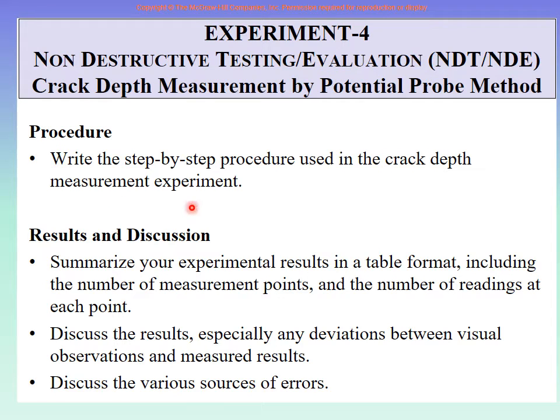And again, as we keep on saying, procedure means write the step-by-step procedure used in the crack depth measurement experiment. And in the results and discussion, summarize your experimental results in a table format, including the number of measurement points and the number of readings at each point. Discuss the results, especially any deviations between visual observations and measured results. You see, if we are seeing the part actually visually, and then there are some depth measurements from the machine, so are there any deviations, are there any variations between the observations? And then discuss the various sources of errors. So this is the same.